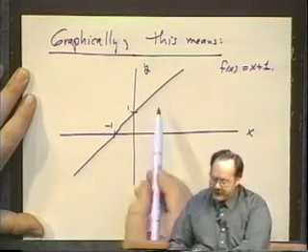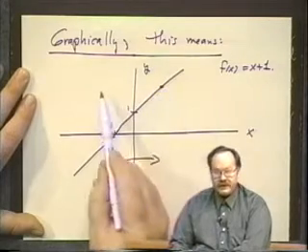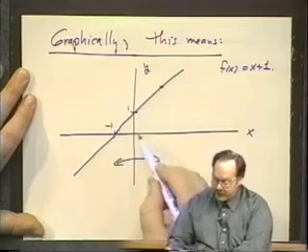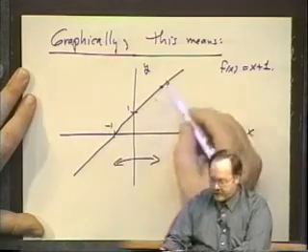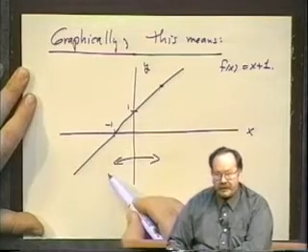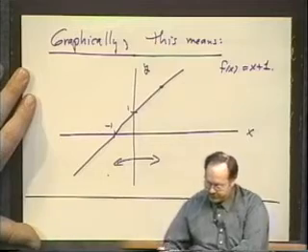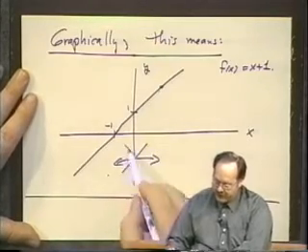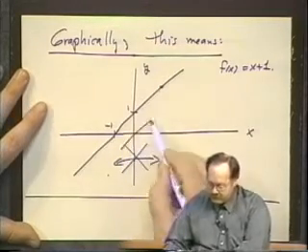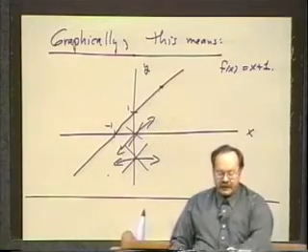Now you can see that it's not symmetric across the y-axis because there's a point here, but there's no corresponding point here. It's also not symmetric across the origin because if I take this point and I go through the origin, there's no corresponding point down here. So it's symmetric in neither sense, and it's neither even nor odd.